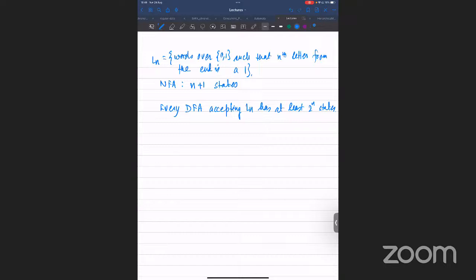This is interesting, right? Do you find this problem interesting? Like, Ankit, does it look interesting? Yes, it's an interesting problem. Okay, so Ishika, do you want to suggest something? How do you think you can prove this? Every DFA accepting this language has at least 2 raised to n states.